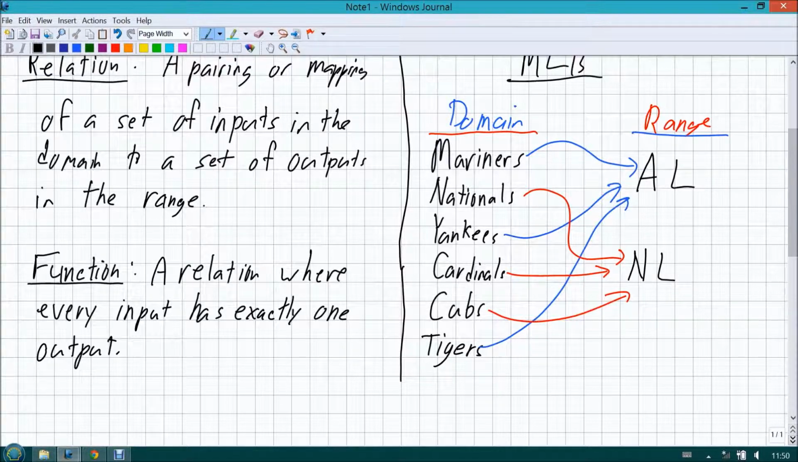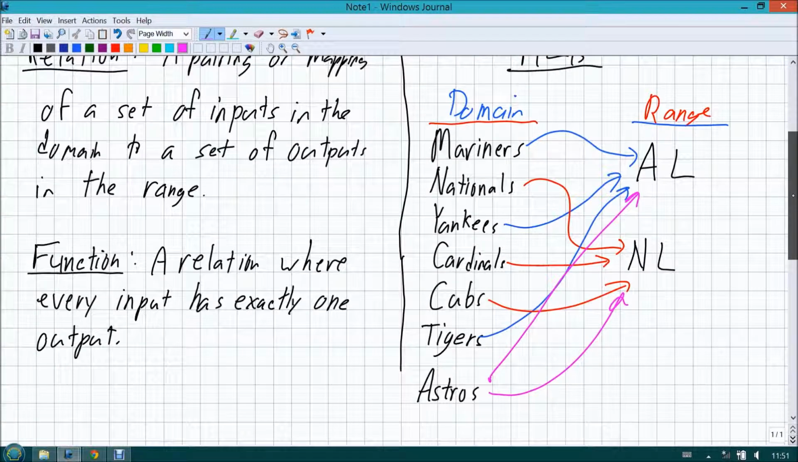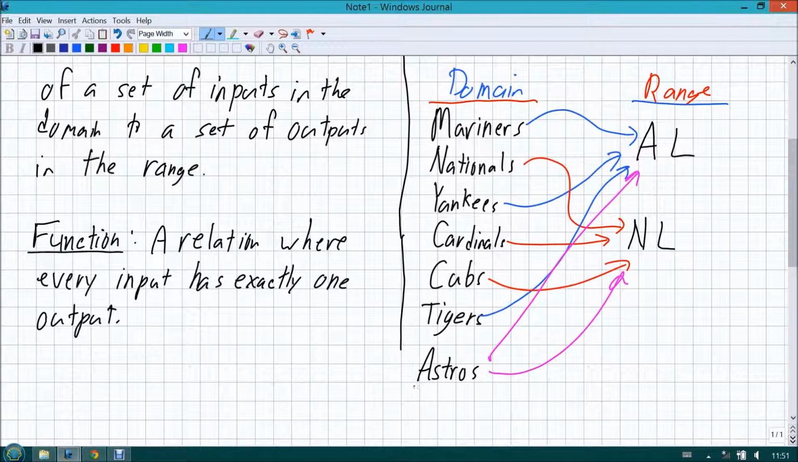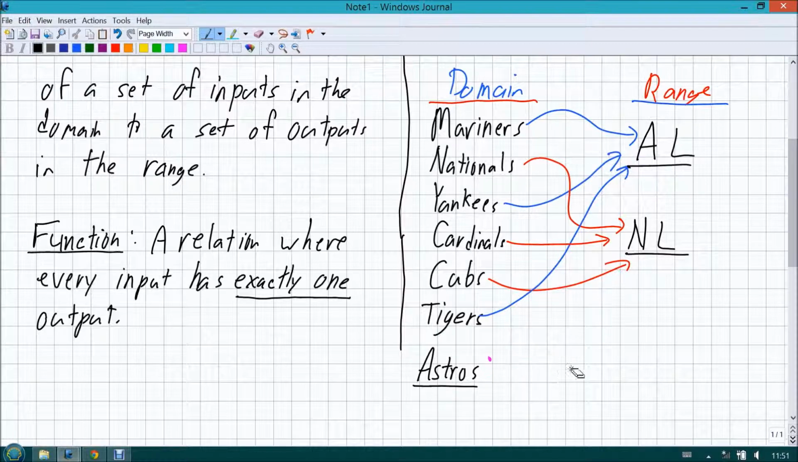So let's throw a wrench in the works. Let's throw in the Houston Astros. Now, some of you may know that the Houston Astros were originally part of the National League. But because of an imbalance in the number of teams in each division, they decided to move the Astros from the National League Central to the American League West. So now the Astros were in two leagues. They were in the National League and the American League in recent memory. Because of this, we now have an input that has two outputs, American League and National League. So is this a function? Agreed, it is not a function because this says every input has exactly one output. No longer do we have an input with exactly one output, we have an input with two outputs, so it breaks it. But if we remove the Astros, once again, we are back to being a function.